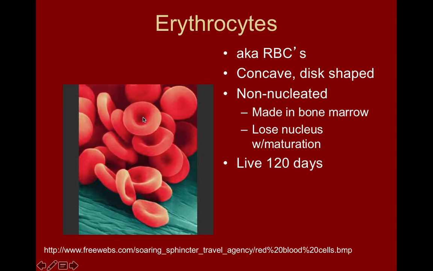They do not have a nucleus. They are born with a nucleus in the bone marrow, and then they become denucleated as they mature. And because they don't have a nucleus, they can't repair themselves, and they have a finite lifespan. So in the course of about 120 days, the erythrocytes that you have now will be dead and replaced by a whole new set, presuming that everything is going well in your bone marrow.